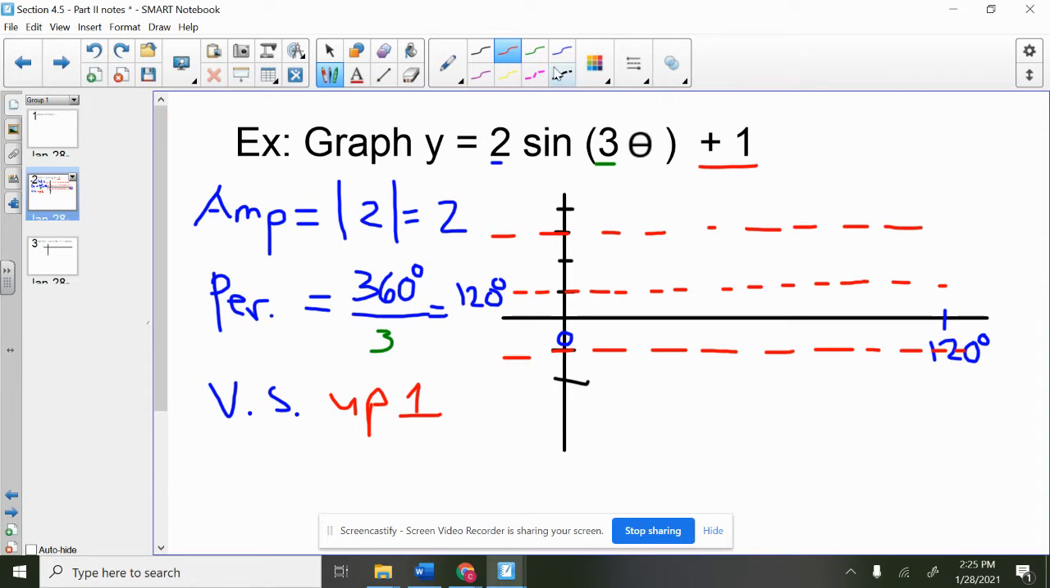The next thing we have to do is what we did before, where we need to go halfway. Halfway between 0 and 120 would be 60. Remember, if you're not sure, add them up. 0 plus 120 is 120. 120 divided by 2, that's 60. You're basically taking the average of those. So that gives me 60 degrees. Then go halfway between this and that. Well, 0 plus 60 is 60. 60 divided by 2 is 30.